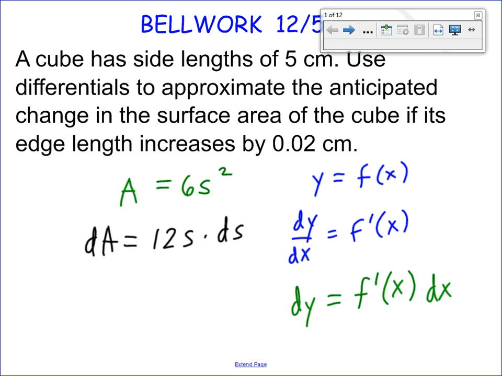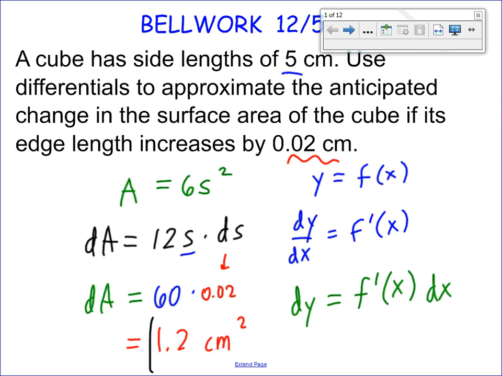How much are we stepping? We're stepping 0.02 centimeters, and so we'll put that in for ds. We'll plug in my 5 for my current side length, so 12 times 5 is 60. Is that right, 60? So 60 times 0.02, and that's my anticipated change in the surface area, and so I'm getting 1.2 square centimeters. Is that what you guys are getting, 1.2?